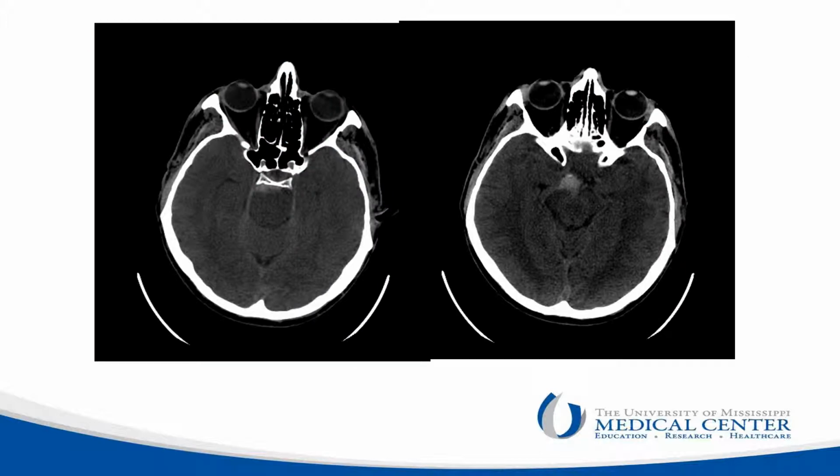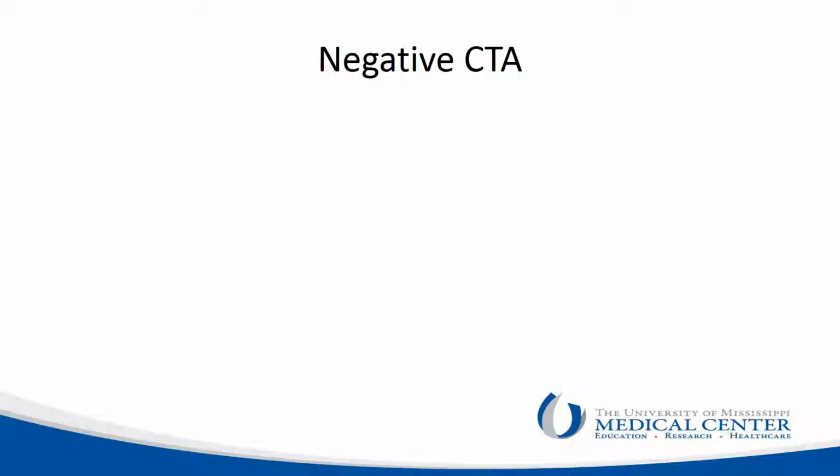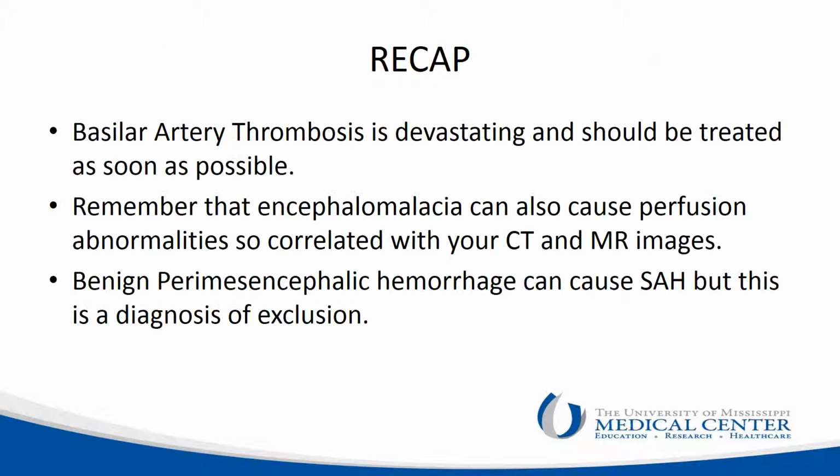Non-contrast CT in this patient shows hyperdensity in that right suprasellar cistern and anterior to the right midbrain. We can see hemorrhage surrounding the medulla. The CTA was negative. What may that be? A benign perimesencephalic hemorrhage. Often angiography is used to confirm that there is no vascular abnormality.